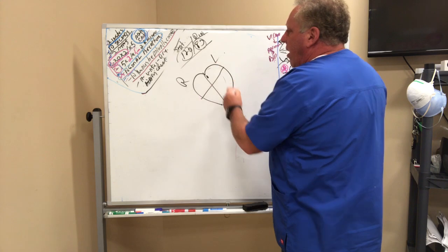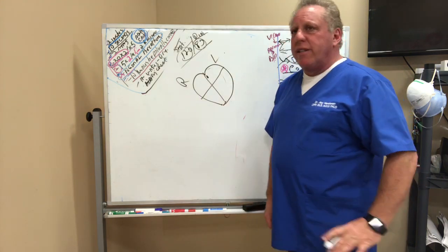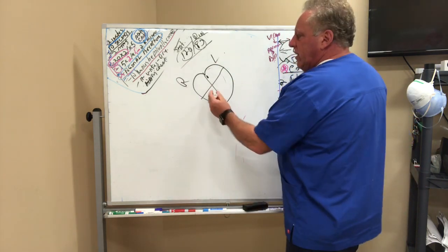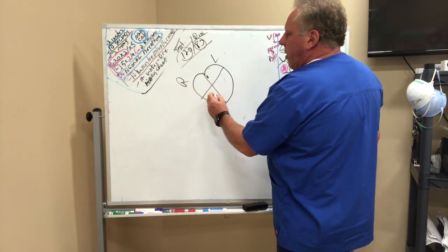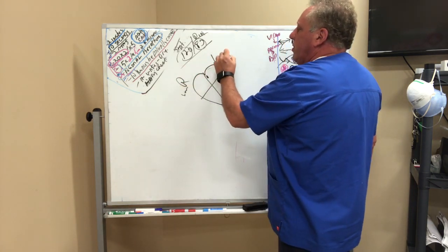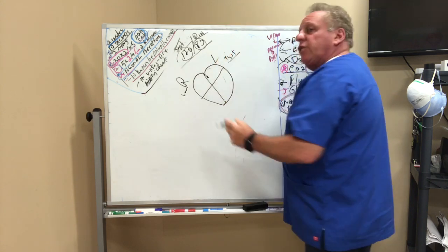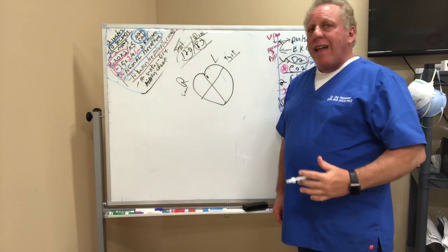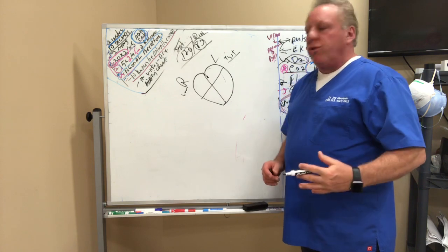So the left side of the heart has more pressure, correct? It has more pressure than the right side, because the right side only has to pump blood to the lungs. The left side has to pump blood to the systemic circulation, so it needs more pressure to do that. Not more volume, more pressure to do that.